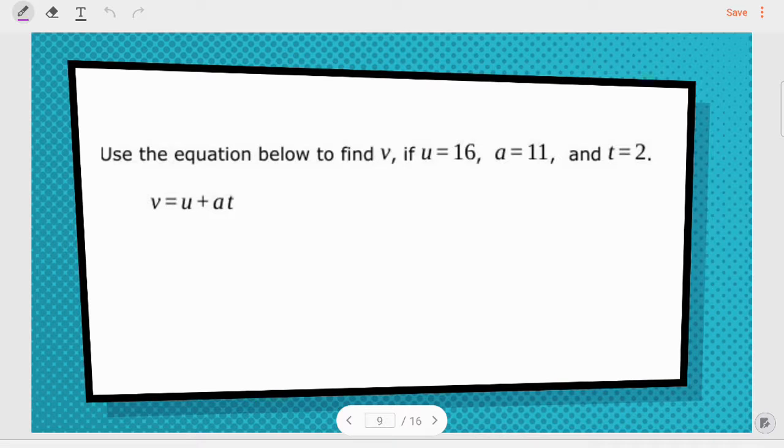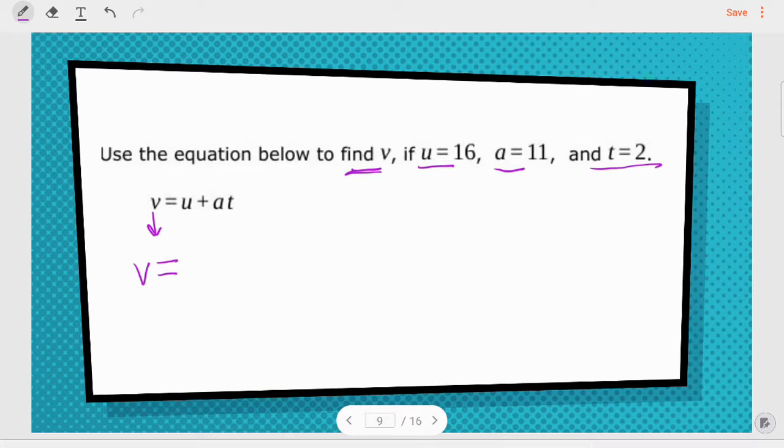Okay, next type of problem. It says use the equations below to find v if u equals 16, a equals 11, and t equals 2. So we've got a bunch of nicknames. Now, it doesn't tell me what the other name of v is. That's because it says to find v. I don't know what v is.